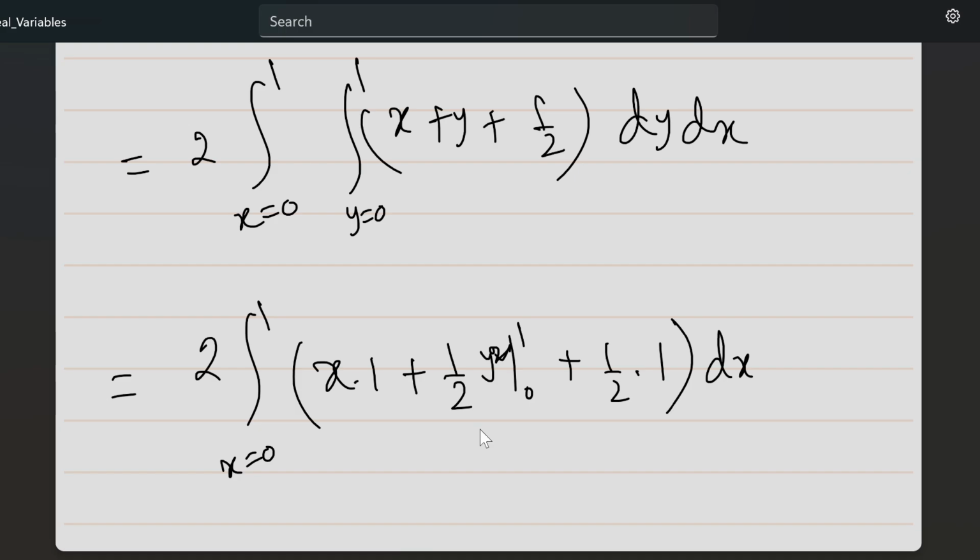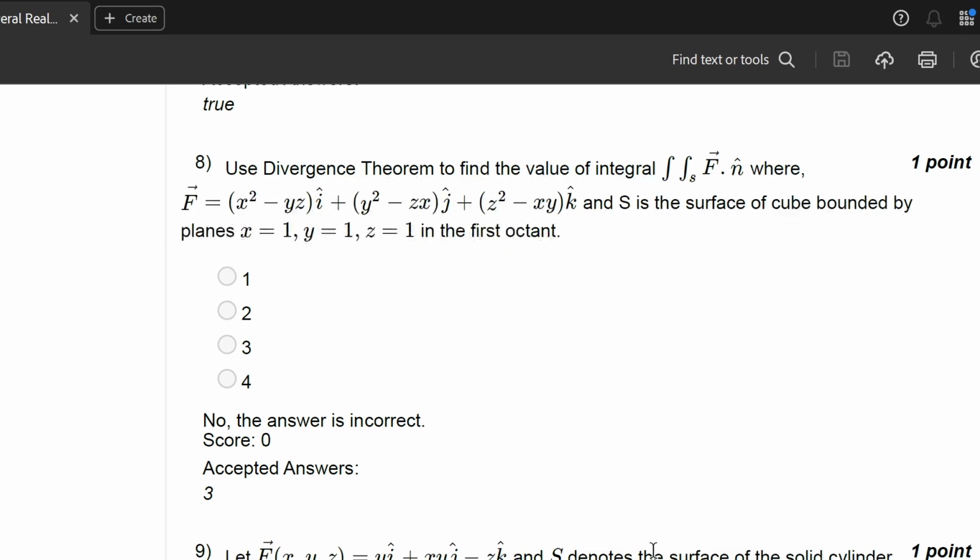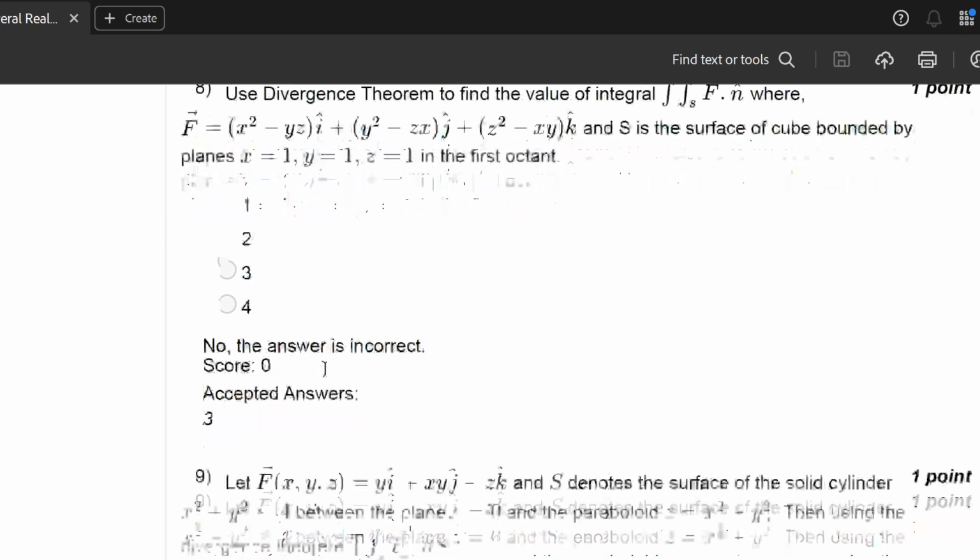So x integral is half of x square. So x square from 0 to 1, so it is half plus half plus half. So it is 3 by 2. So the answer is 3. Okay, answer is 3. So this is the answer: 3. Directly use divergence theorem.